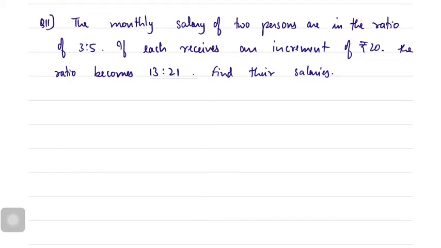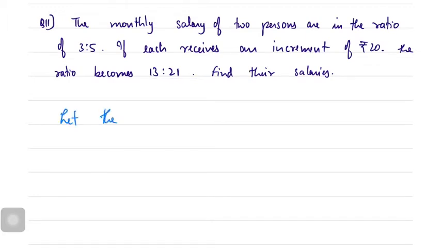The monthly salary of two persons are in the ratio of 3:5. If each receives an increment of rupees 20, the ratio becomes 13:21. Find the salaries. Okay. So the salaries are in the ratio of 3:5. Right? So let the salary of two persons be 3x and 5x.